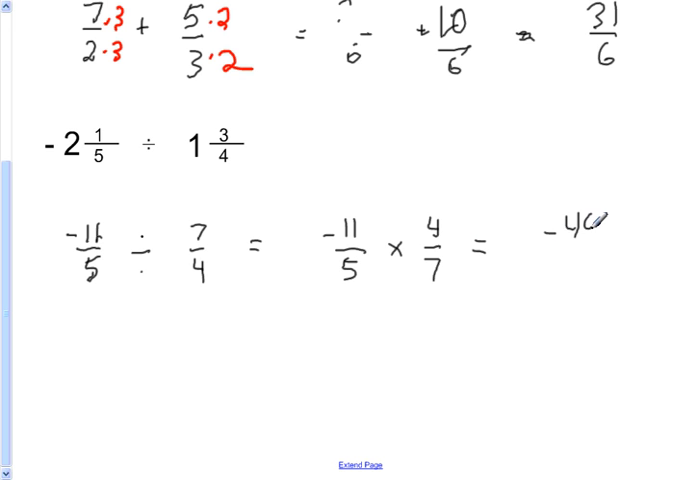Negative 44 all over 35. And there is no number that divides evenly into both of those, so we just have a big fraction of negative 44 over 35. That's the theory on operations with fractions. Go ahead and do some of the practice questions on the practice worksheet.